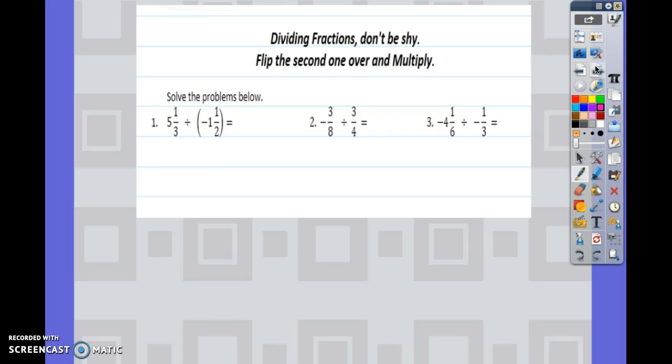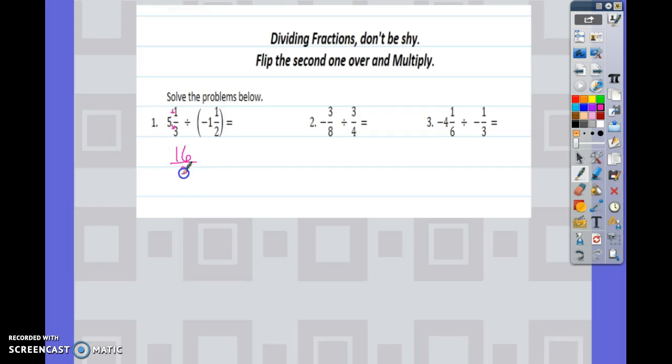So number one, we need to remember we have mixed numbers. And when we are dividing and multiplying, we have to change our mixed numbers to improper fractions. So let's review how to do that. We are going to take our denominator and multiply it by our whole number and then add our numerator. So we get 5 times 3 is 15 plus 1 is 16.